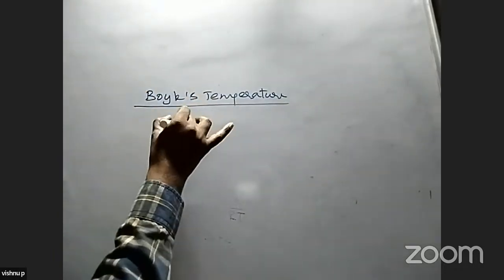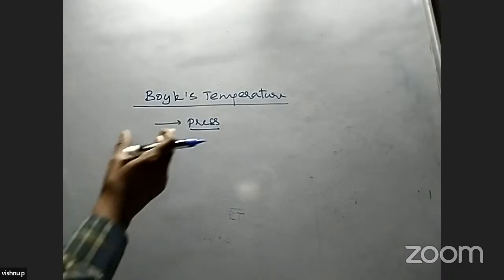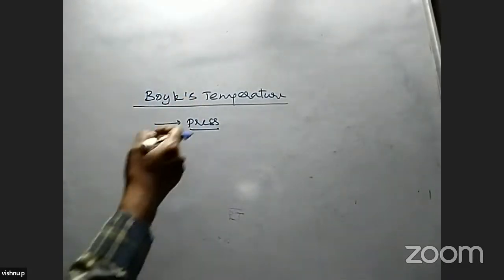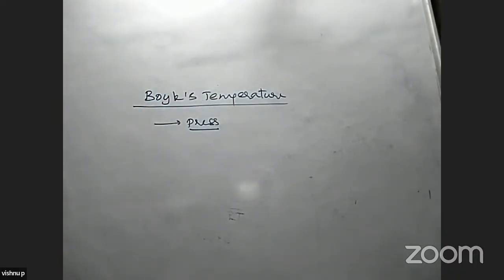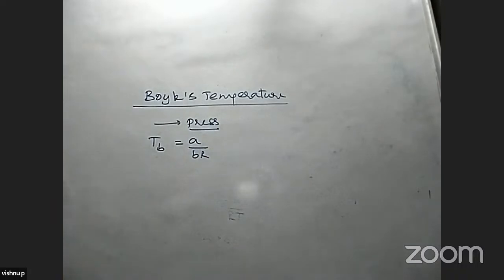What is this Boyle's temperature? Boyle's temperature indicates that at some temperature range and pressure range, a real gas behaves like an ideal gas. At what temperature, and in that pressure range, a real gas behaves like ideal, that is called Boyle's temperature. Boyle's temperature is indicated by TB. TB is equal to A by B, and we get Boyle's temperature.